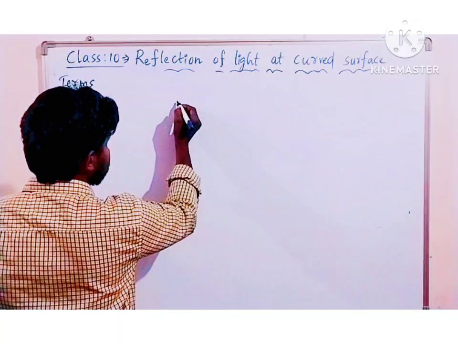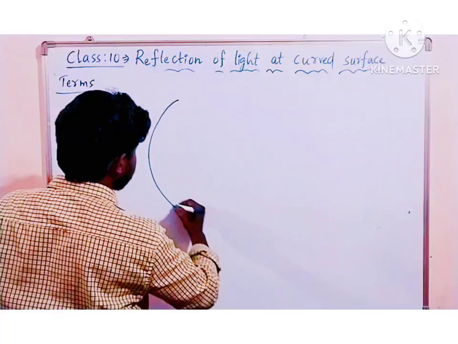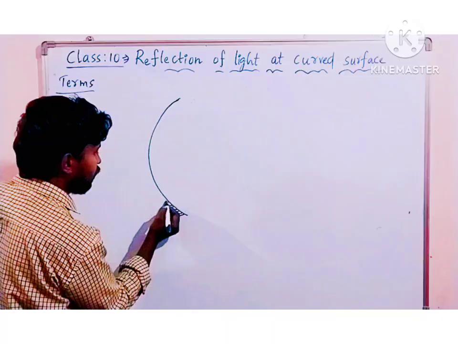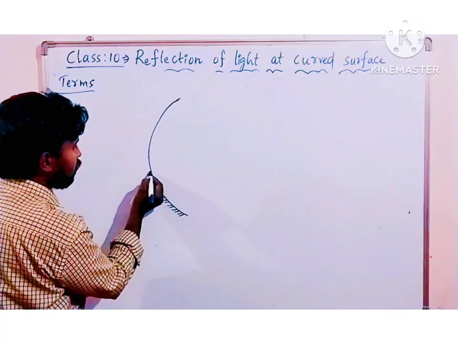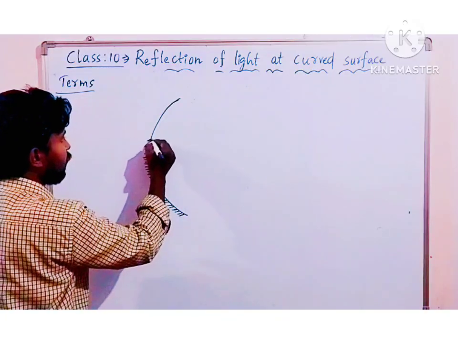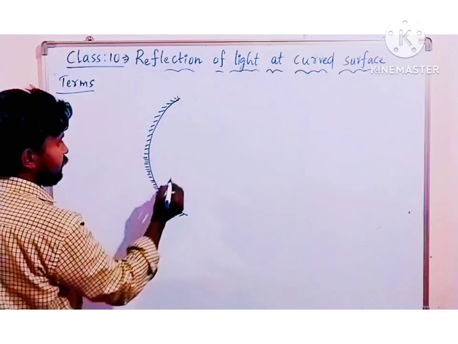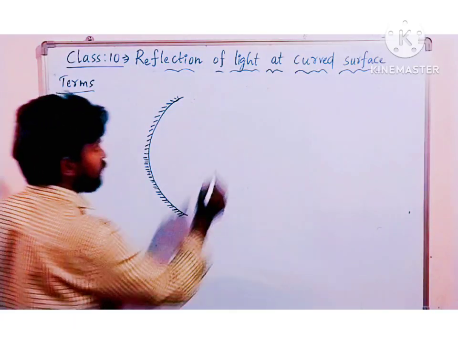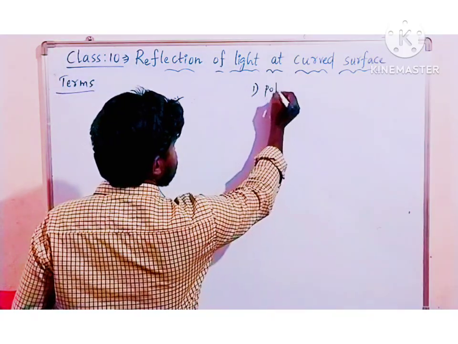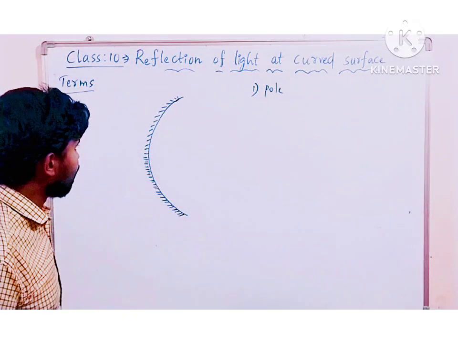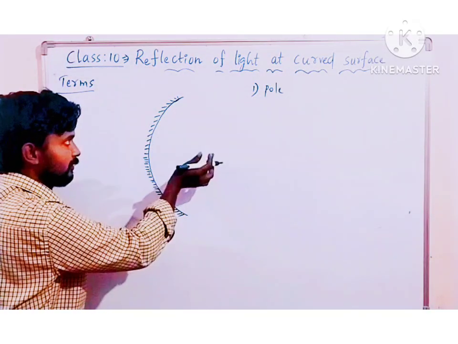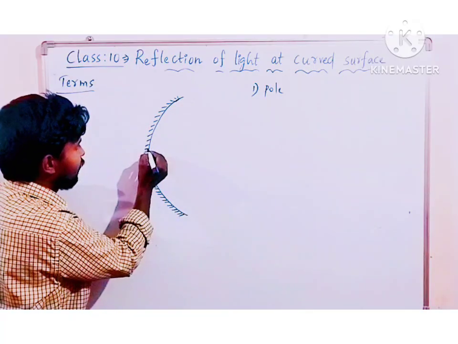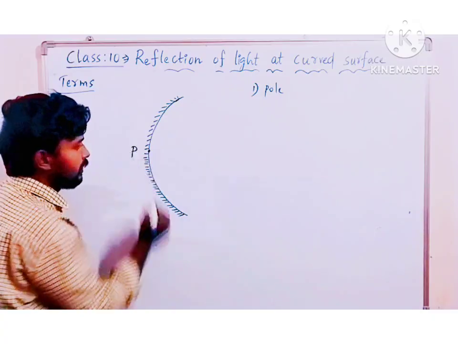Like here, this is a concave mirror. Concave mirror means the outer side is coated with silver or aluminum paint, and the inner side will act as a reflecting side. Now what are the terms? First is the pole. Pole means the center of the midpoint of the mirror. For example, this is the midpoint. So this is called the pole.